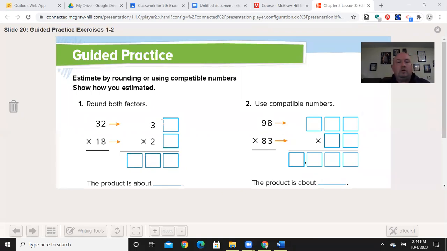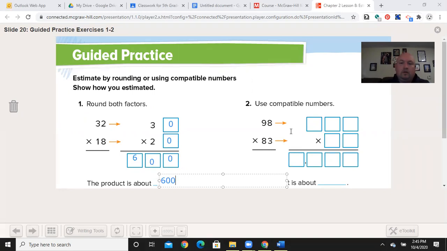So 32, look here, it's a 3. 2 does not make it go up, so it'll stay the same, so it becomes a 30. 18, I'm rounding to the tens place. 8 is 5 or greater, so that'll make this one become a 2. And I just put a 0 there, so it's 20. 3 times 2 is 6. 2 zeros in my factors, so the product is about 600.